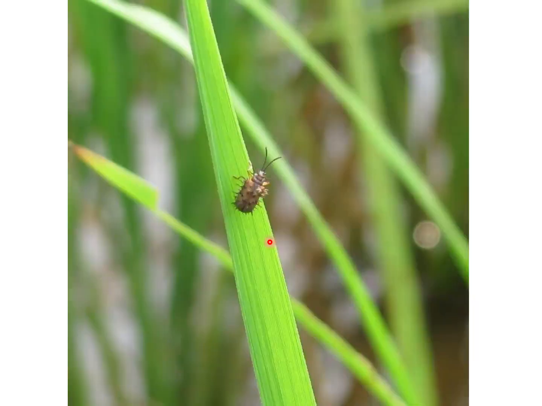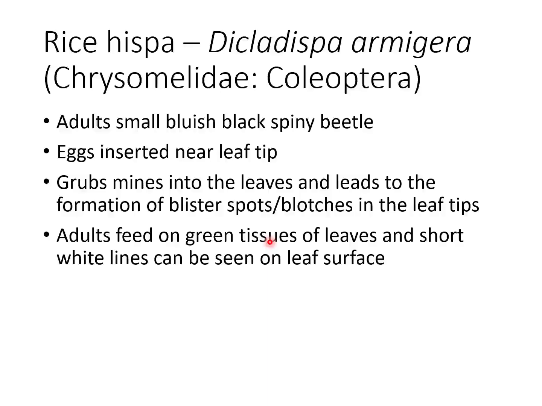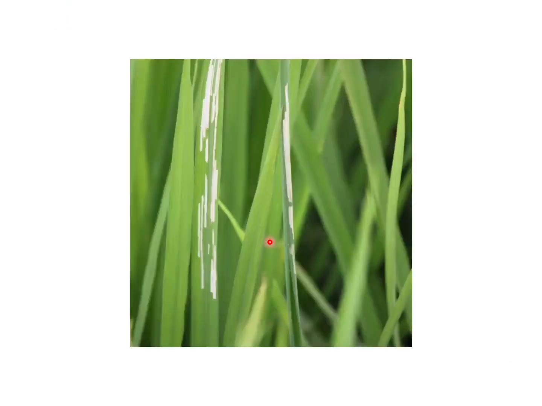So that is the nature of damage. The grub is a miner, it feeds on the green matter, and the epidermis will be intact, leading to the formation of spots or blotches. And not only the grubs, the adults are also damaging. The adults feed on the green tissues of the leaf, that is, they feed on the chlorophyll content, and we can see white lines on the leaf surface. See, these white lines on the leaf are due to the feeding of the adult. The grub is a leaf miner. We can see blotches or blisters.